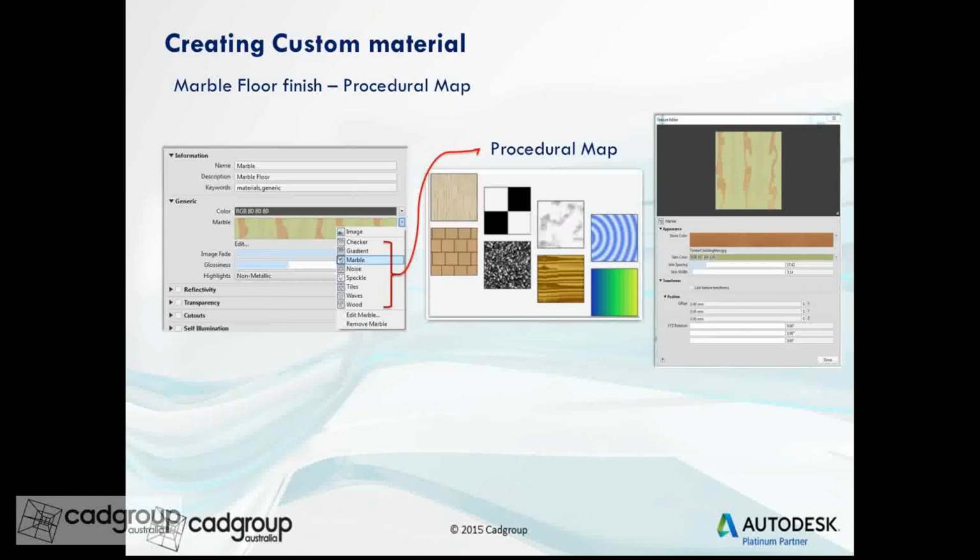Now, I'll be talking about how to create a custom material. This is an example of creating a marble floor finish using a procedural map. A lot of users, if you have used 3ds Max in the past couple of years, may know some of the map types available in the materials. This is a similar concept that Revit has, and we can take advantage of it. Now, in the diffuse surface area, you can apply this.